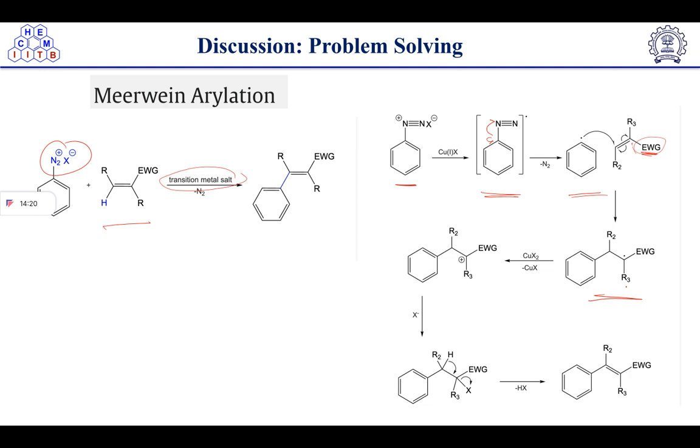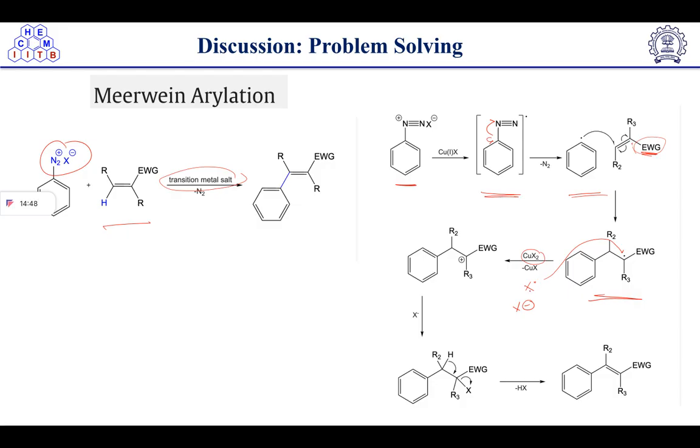Tell me. Here it is given. Copper X2 is there, so it will again give the halide. X radical will be there. This can be trapped by this radical also. But here this X radical, what is it doing? It's abstracting the radical from here, so it will become X minus.